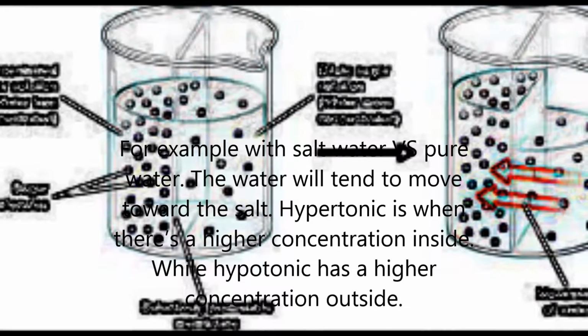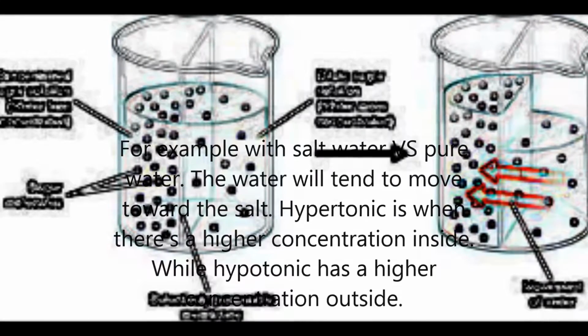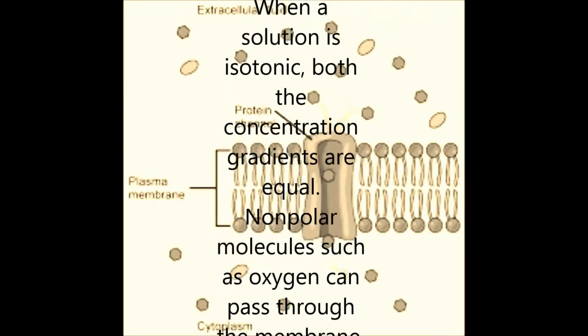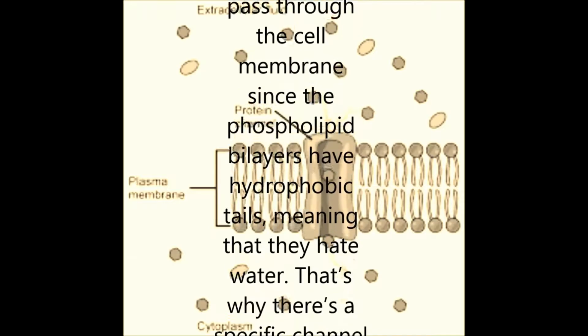Hypertonic is when there's a higher concentration inside. Hypotonic is a higher concentration outside. When the solution is isotonic, both concentration gradients are equal. Non-polar molecules such as oxygen pass through the membrane, but water can't pass through the cell membrane easily, since the bilayer has hydrophobic tails, meaning that they hate water.